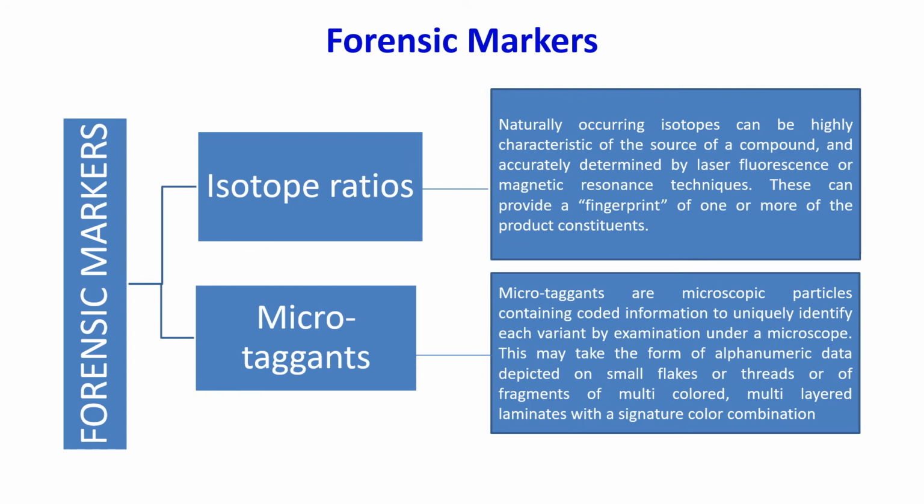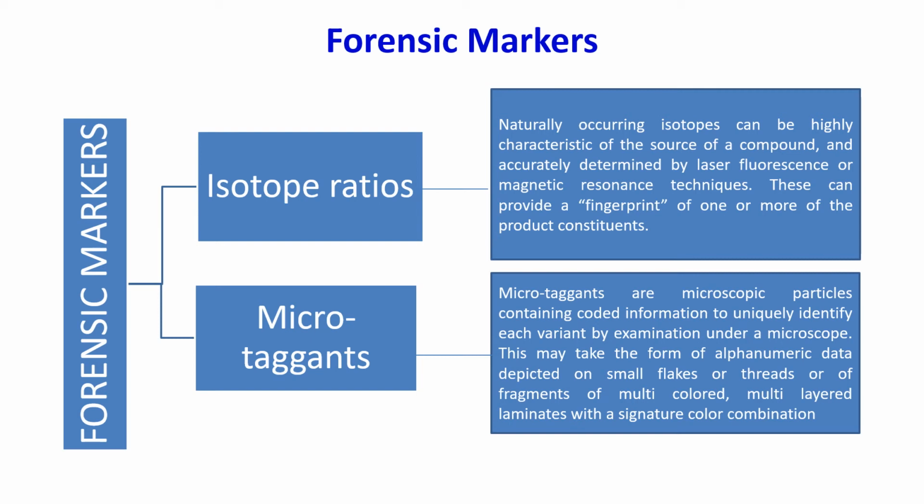Then next is isotope ratios. Naturally occurring isotopes can also be utilized, as they are highly characteristic of the source of a compound and can be accurately determined by laser fluorescence or magnetic resonance techniques. These can provide a fingerprint of one or more of the product constituents. So by utilizing this technology also, you can authenticate your product.